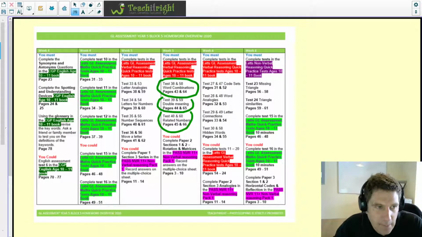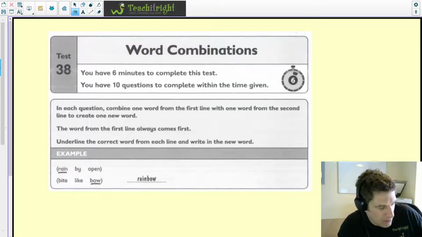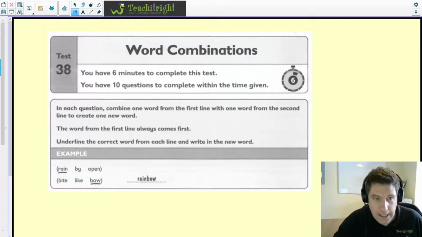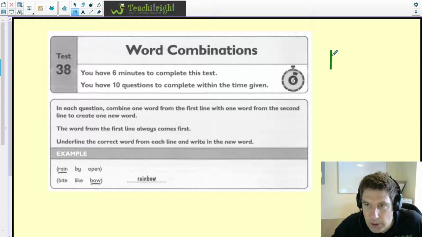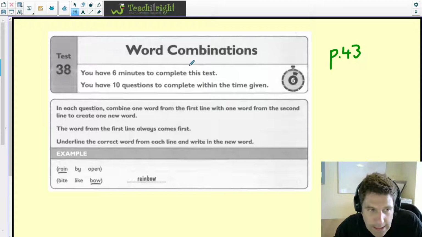So let's begin. So let's first of all look at test 38 in your books. So if I just make sure that I give you the page number as well, so you can refer to it. So we're actually going to be focusing on page 43 in your book. So I'll just write that down there just to help you find it quickly. And we're going to be looking at word combinations. I hope you are timing yourself for these different activities. For this particular one, it allowed you 6 minutes to work down through.